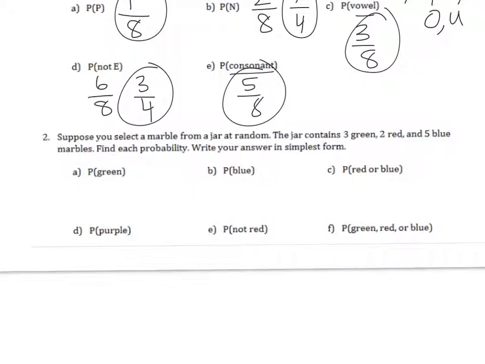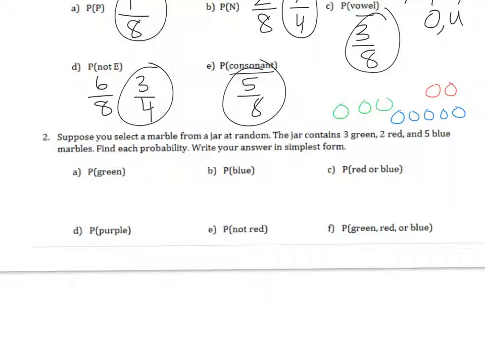And then number 2, you select a marble from a jar. The marbles have 3 green, so I'm going to draw out 3 green, 2 red, so I'll draw out 2 red, and then 5 blue. So I'm going to draw 5 blue. So 1, 2, 3, 4, 5. Find each probability. Write your answer in simplest form. Write as a fraction in simplest form.